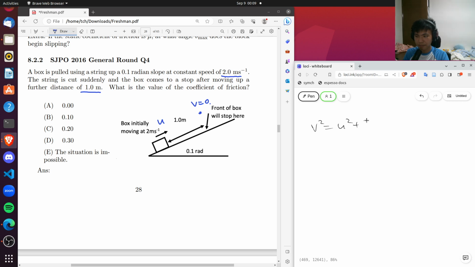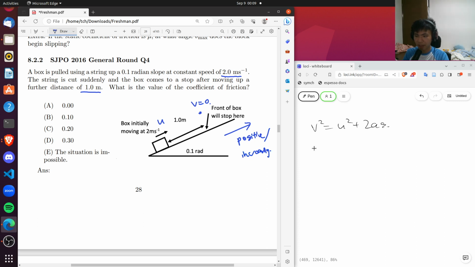So taking this parallel upward slope as positive, the increasing direction, we see that 0 equals u squared, which is 2 squared, plus 2 times a. A is something we do not know. S is the distance traveled, which is 1 meter. So if we rearrange this, we get that a is equal to minus 2.